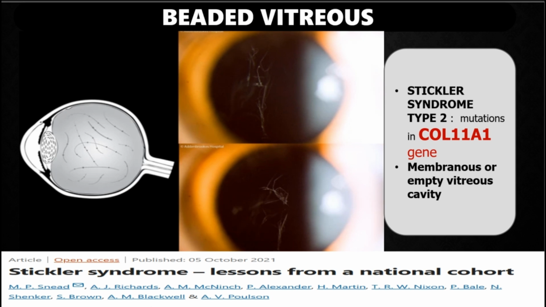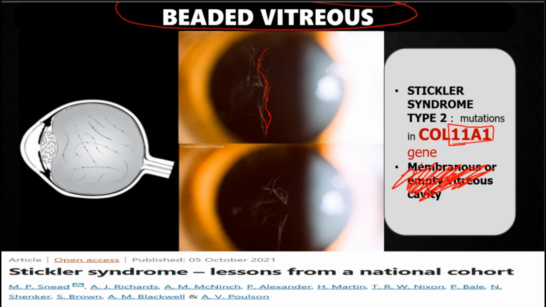Now, another phenotype that is usually seen in Stickler syndrome type 2, in which the mutations occur in the collagen 11A1 gene, is the presence of a beaded vitreous. I'm so sorry for the typing error here. So in type 2 Stickler syndrome, you are going to see basically a beaded vitreous. What is meant by the beaded vitreous? Over here you can see the strands of fibers and small beads on top of them. That is known as a beaded vitreous.